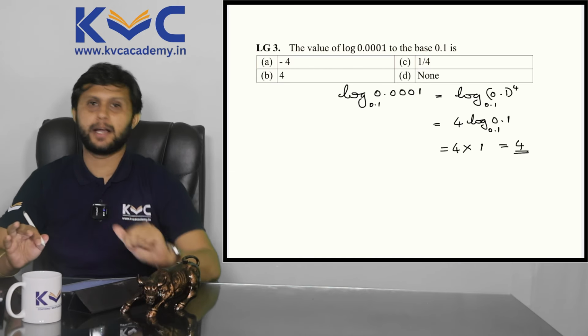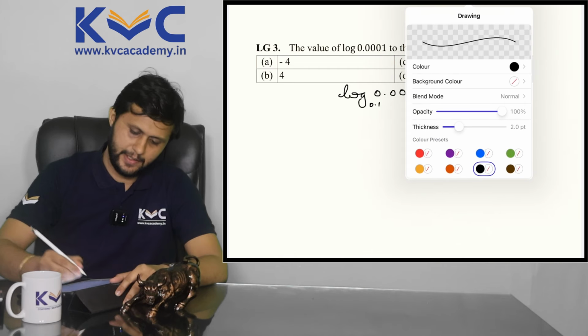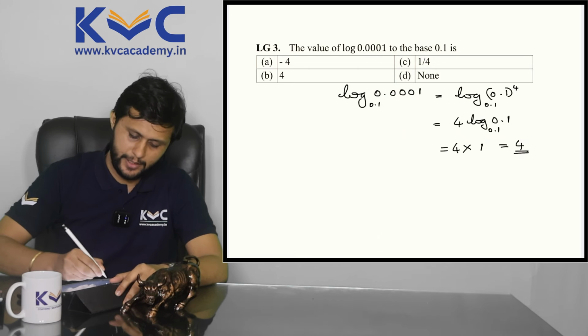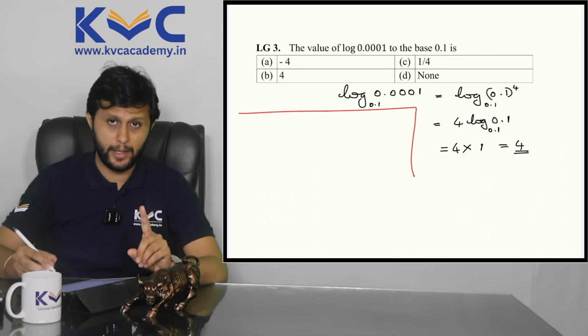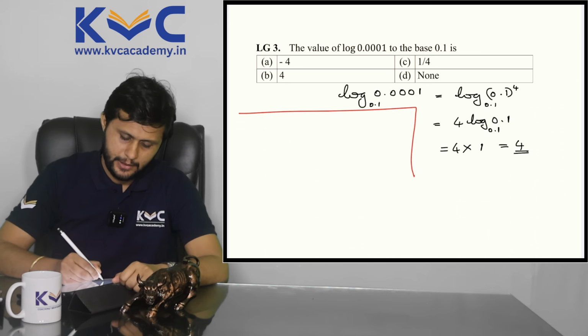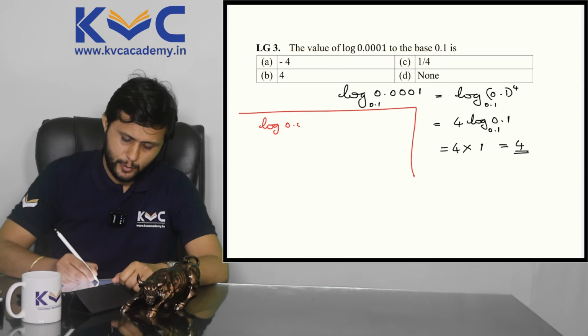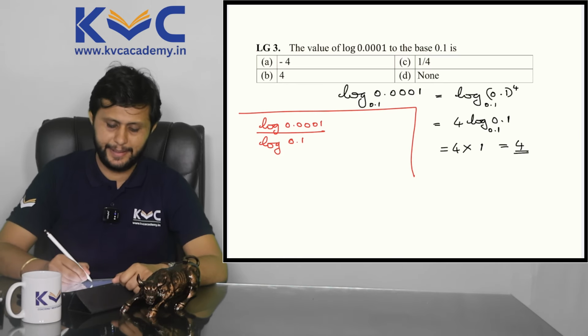The reason why I went fast is I am going to still go by calculator method. We'll change the color to red for calculator method. Fine. What do we need to do in the calculator? Step 1. I have to convert it to base 10. Correct? So we have logarithm of 0.0001 divided by logarithm of 0.1. I've converted it to base 10.